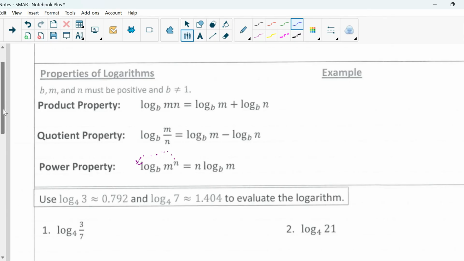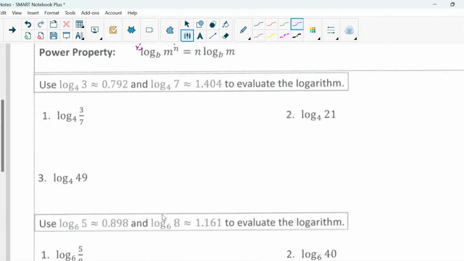So let's evaluate a couple of these logs. It is going to give us an estimate for a couple different log base 4 values. So we are going to use those estimates and our properties of logarithms.